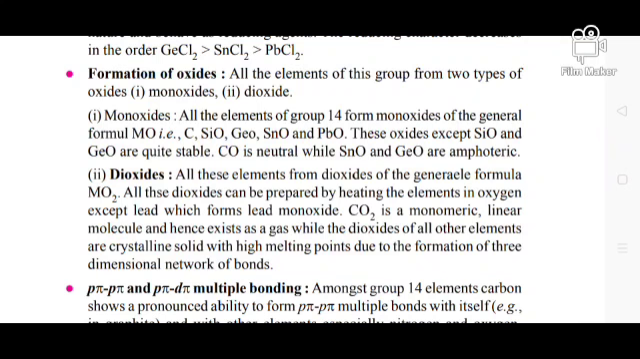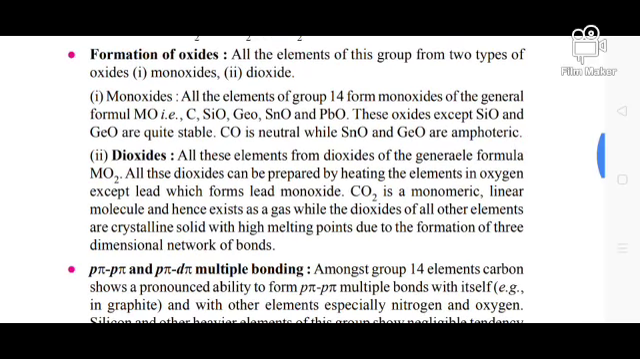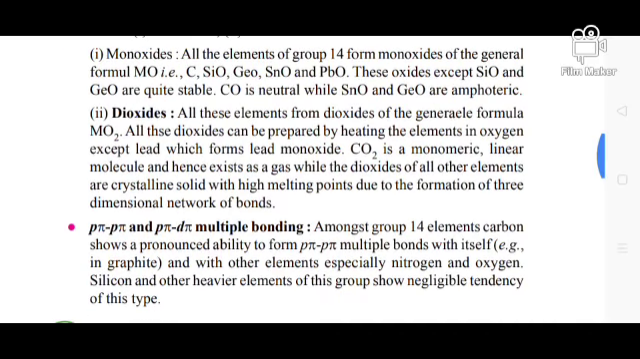The dioxides are prepared by heating the elements in oxygen, except lead, which forms the lead monoxide. Except lead, all the other elements form the dioxide. CO2 is a monomeric linear molecule, hence it exists as a gas, while the dioxides of all the other elements are crystalline solids with high melting point due to the formation of a three-dimensional network of bonds. Except CO2, all the other dioxide molecules form crystals.